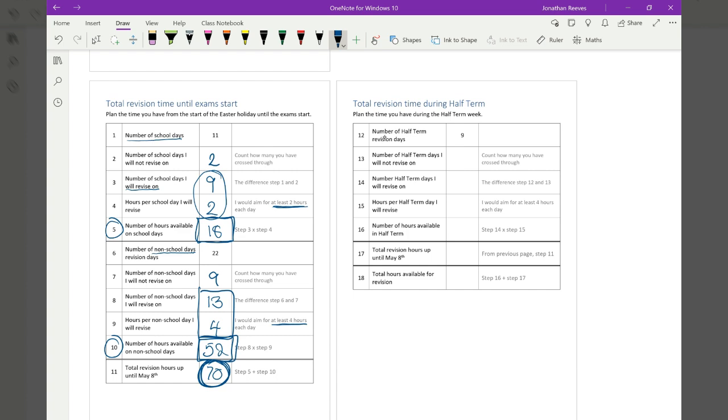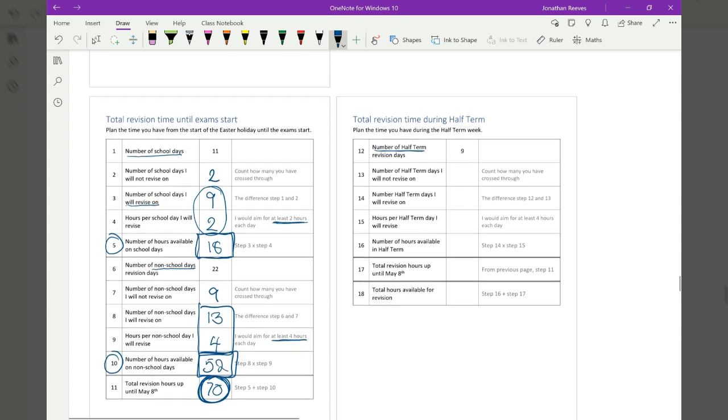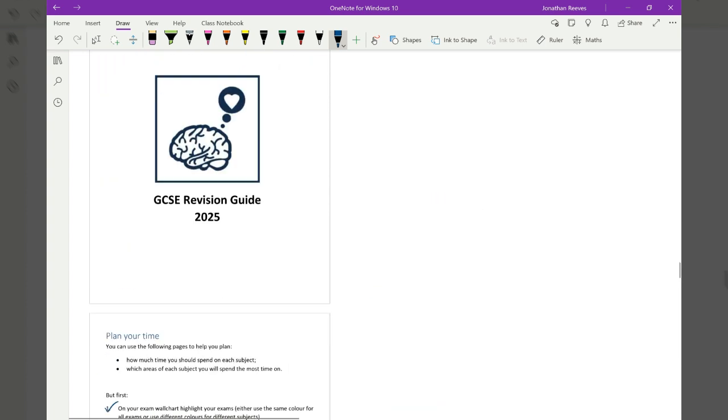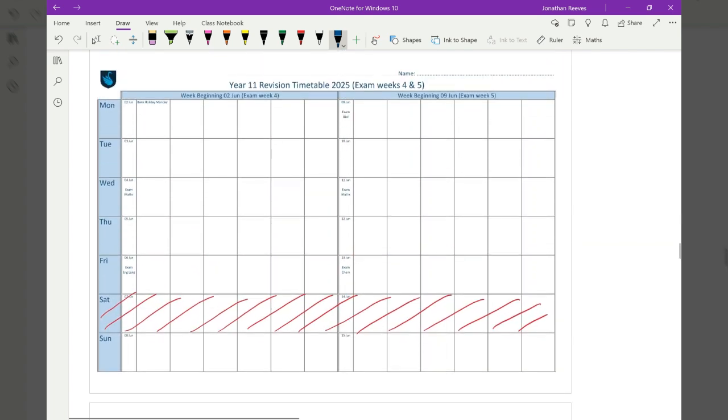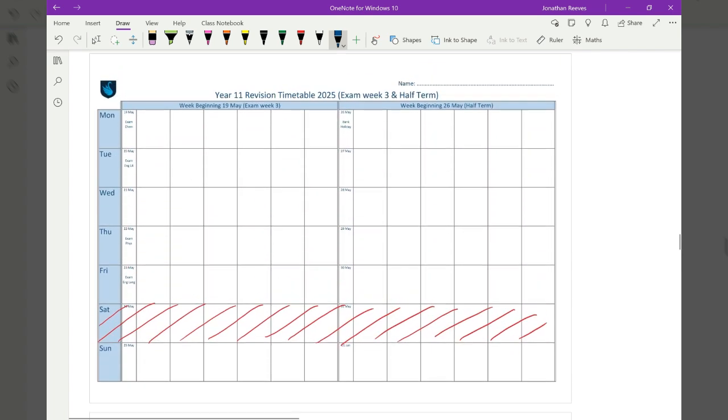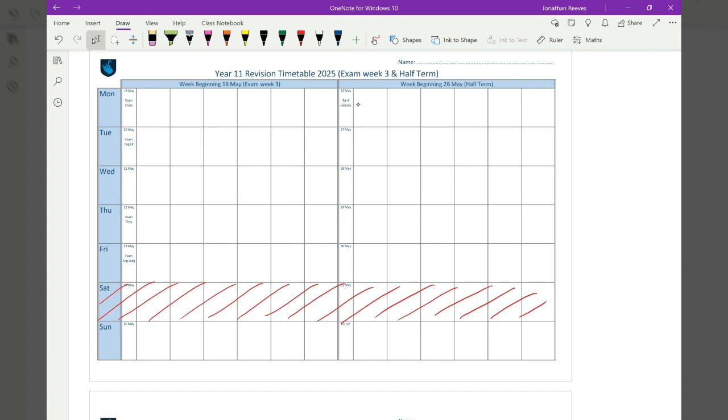Now I want you to do the same thing for half term, because that might seem like not a lot of time, but half term, number of half term revision days. Right, so let's go back up to half term. So I find half term here. It might be you say the bank holiday. Let's strike that one out. Okay, strike that one out.